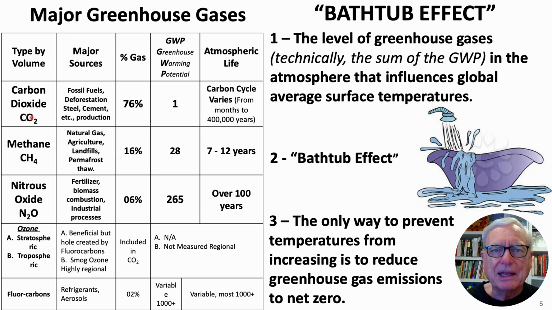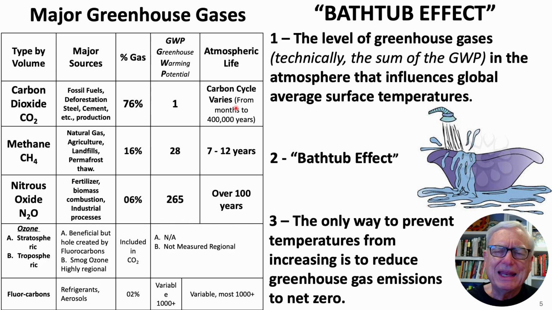So let's start with carbon dioxide. Carbon dioxide, we listed some of the major sources here, like fossil fuels, deforestation, making steel, cement, etc., transportation, etc. It represents 76% of the greenhouse gases, and it has a warming potential of 1. Why 1? Well, they assigned it an arbitrary value of 1 because it was the largest greenhouse gas.